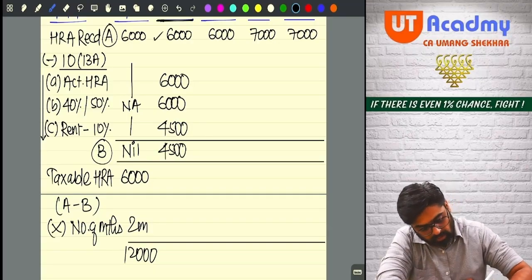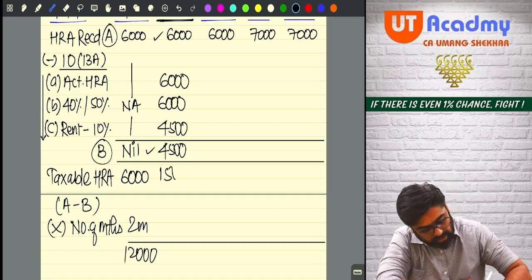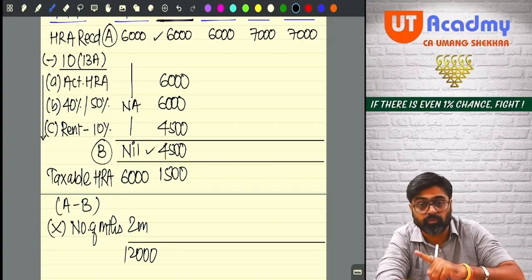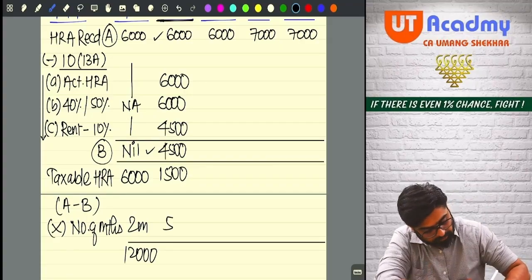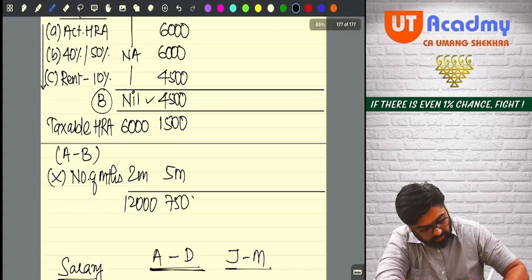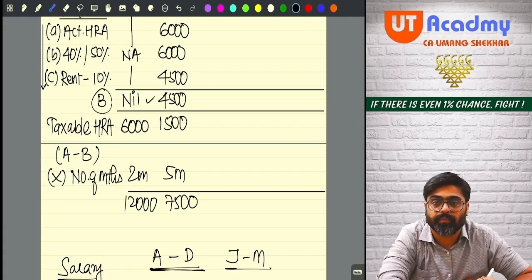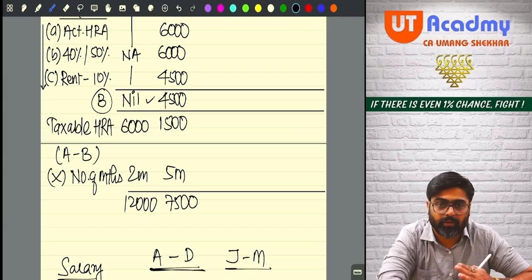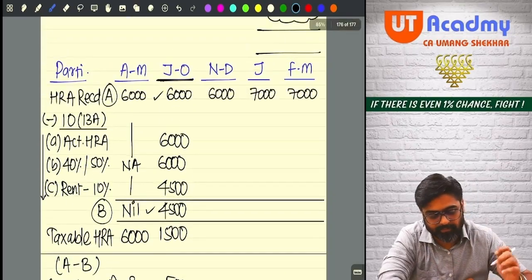So out of 6,000, 4,500 is exempted. How much will be taxable? 1,500, and this is taxable from June to October. How many months? 5 months. So for these 5 months, the taxable HRA will be 7,500. Getting my point? Likewise, I have to fill in the blanks.